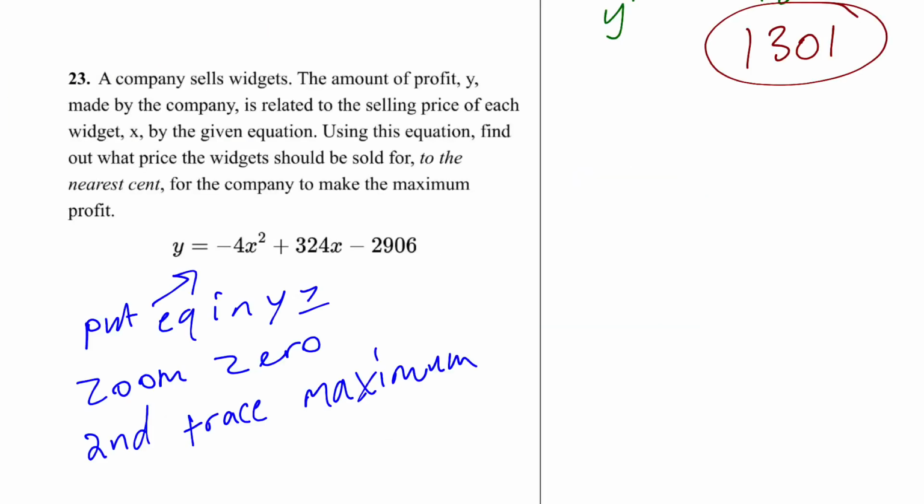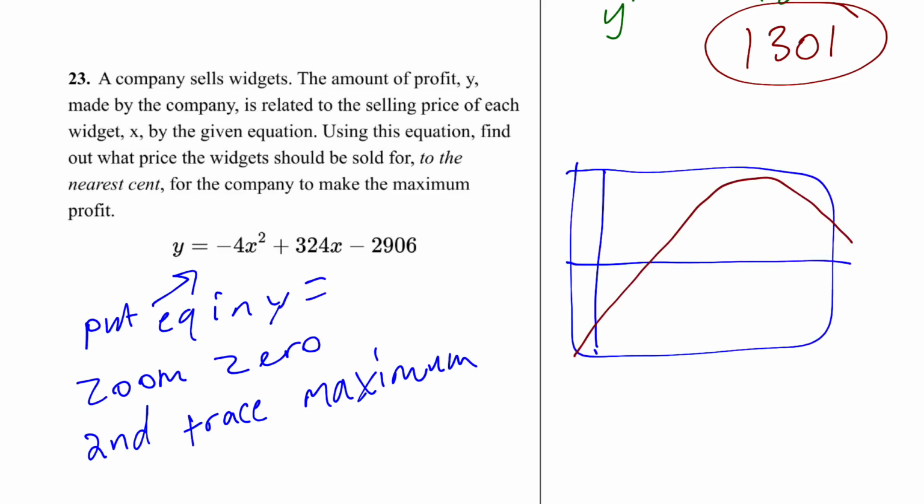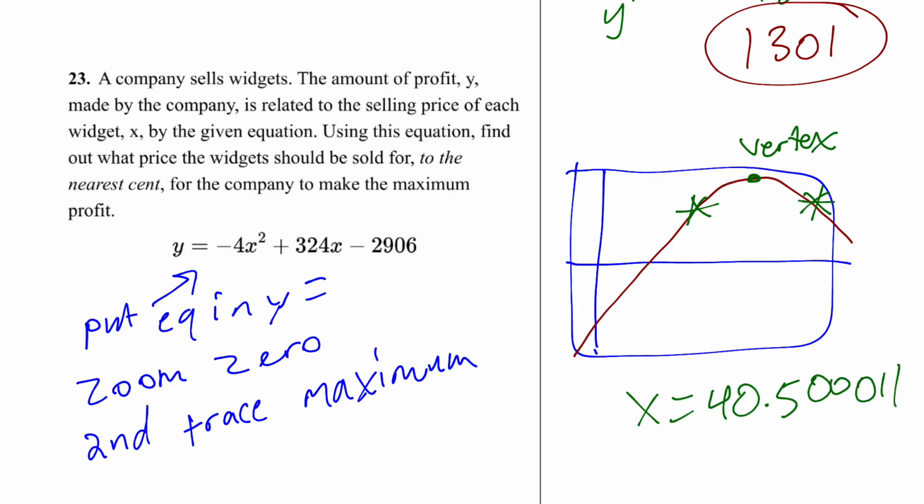Next up, we follow these same steps. We put it into y equals. We press zoom 0. And then we press second trace maximum. So this is our curve. We want our left bound to be here, our right bound to be here. This will be our vertex. And when we find it, that maximum will be x is equal to 40.50011. They want it to the nearest cent. So I think we can say $40.50.